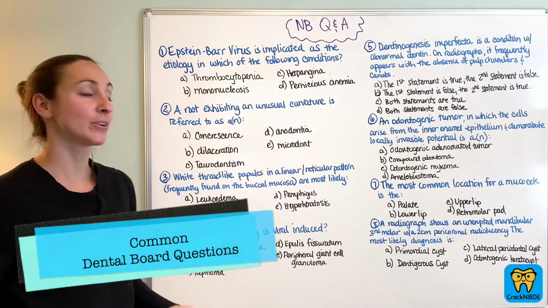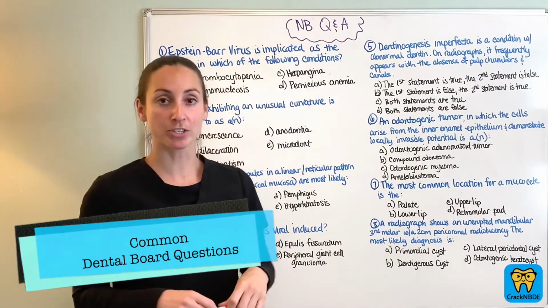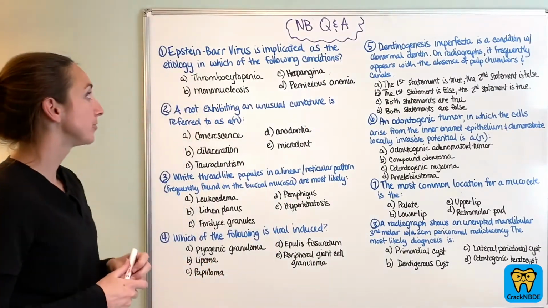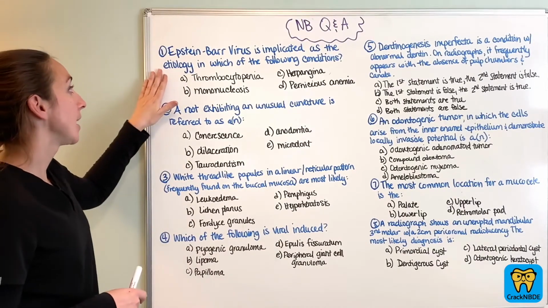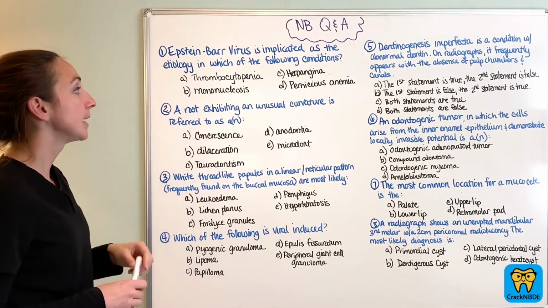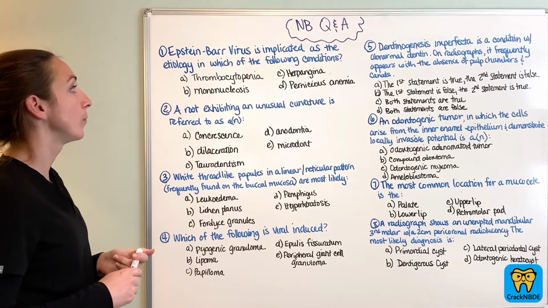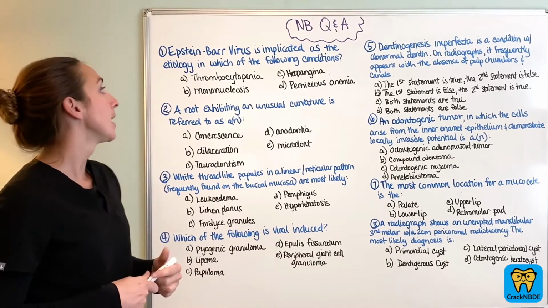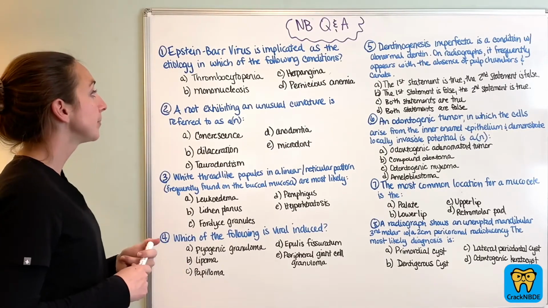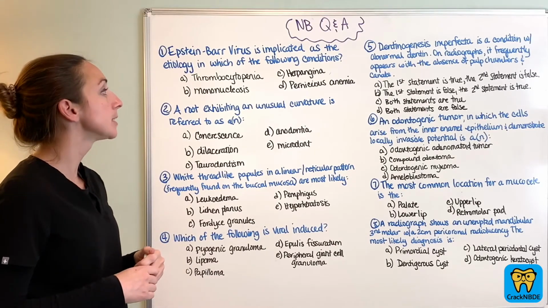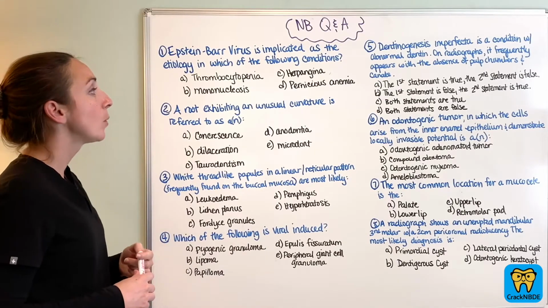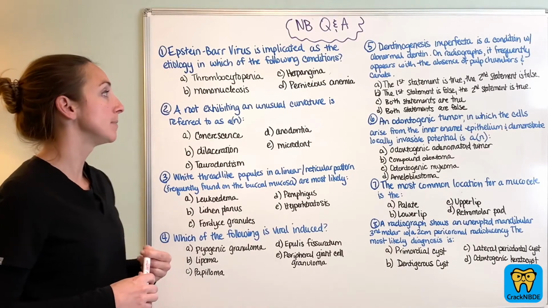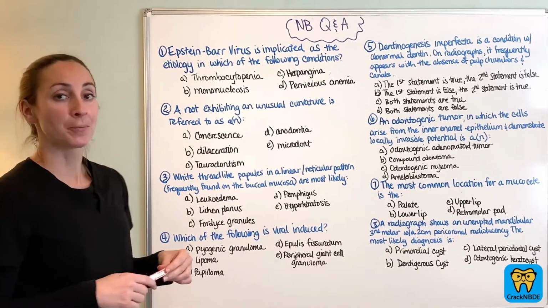We are now going to do our National Board question and answer. So our first question is, Epstein-Barr virus is implicated as the etiology in which of the following conditions? A, thrombocytopenia, B, mononucleosis, C, herpangina, or D, pernicious anemia. I'll give you a moment.